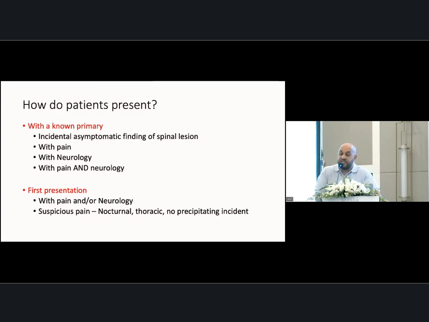Or the other way they present is as what we call a first presentation. So they're not known to have a cancer, and they present with one of these methods that we just spoke about. And so they get investigated and we find a tumor of the spine, and then we have to investigate where the primary is from, et cetera, et cetera.